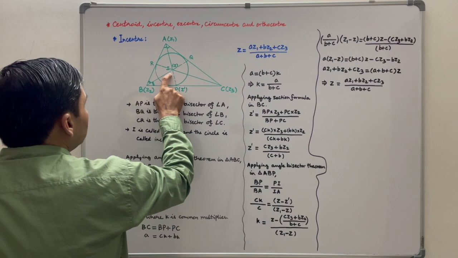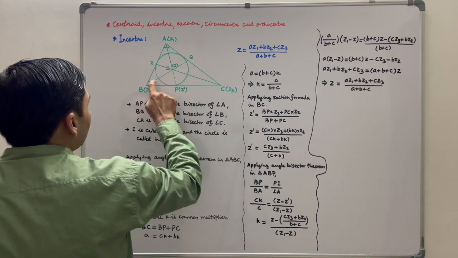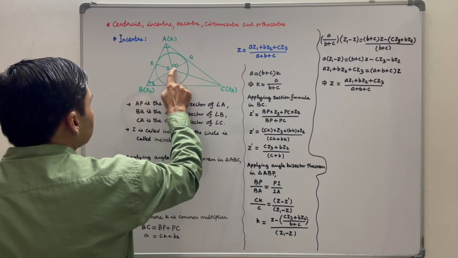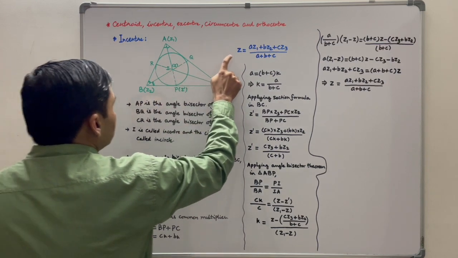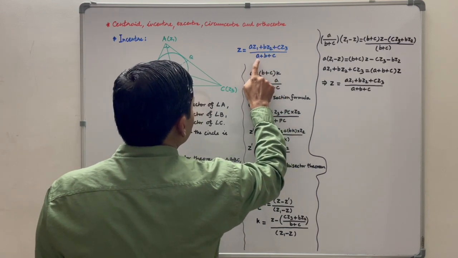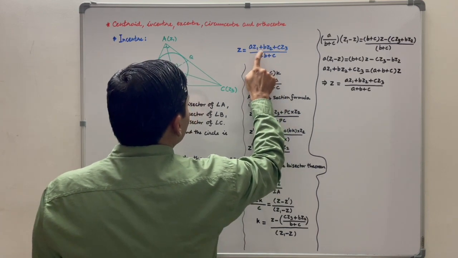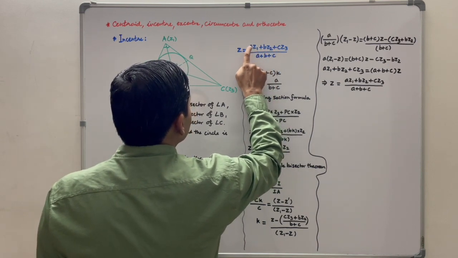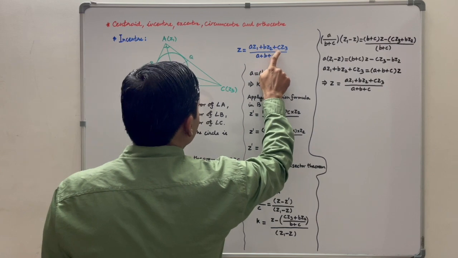I is called the incenter and this circle is called the incircle. Suppose I is represented by complex number z. So z is equal to (a z1 plus b z2 plus c z3) upon (a plus b plus c), where a, b and c are the sides opposite to angles A, B and C respectively.